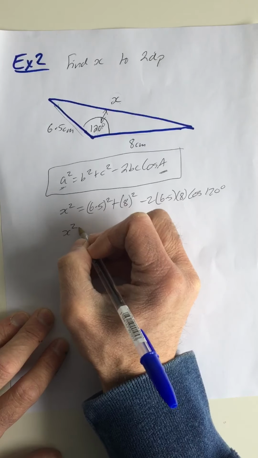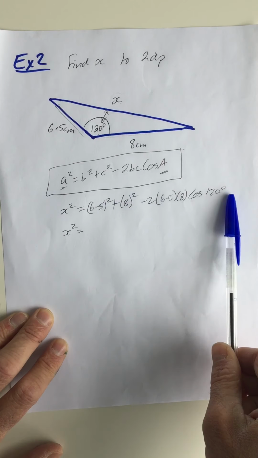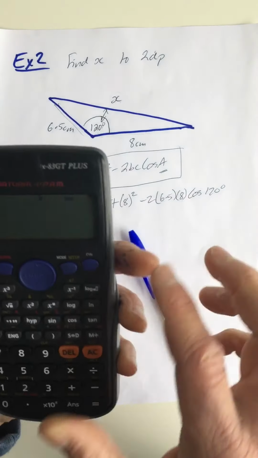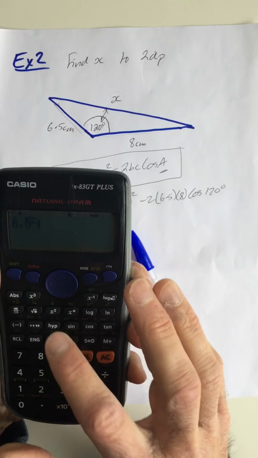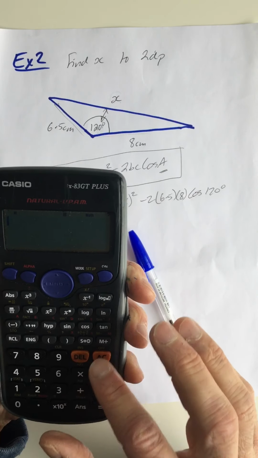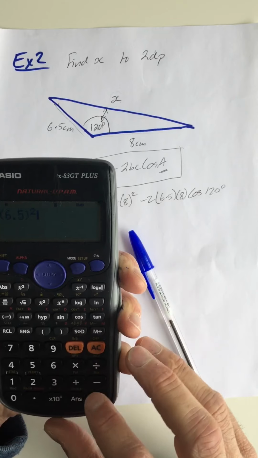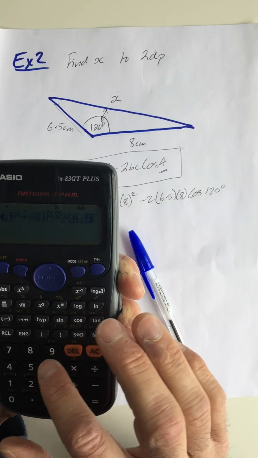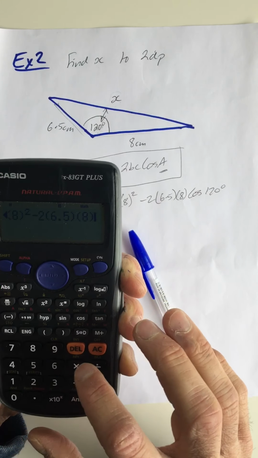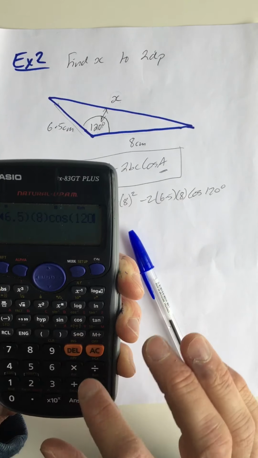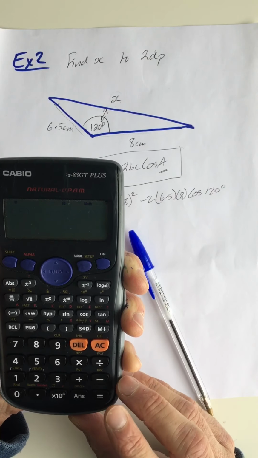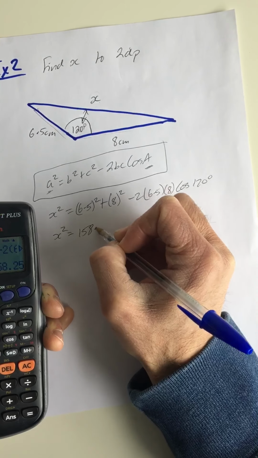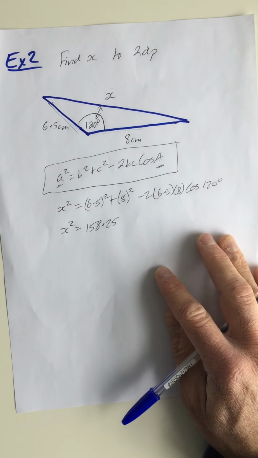Okay, so now I write x squared equals. Next I type this whole thing in, brackets, minuses, everything has to be typed in correctly for it to work. So I'm going to go 6.5 squared, actually I'll put in brackets, better do that. 6.5 close bracket squared plus open bracket 8 close bracket squared minus 2 open bracket 6.5 close bracket open bracket 8 close bracket cosine 120, press close bracket and press equals, and up comes 158.25.